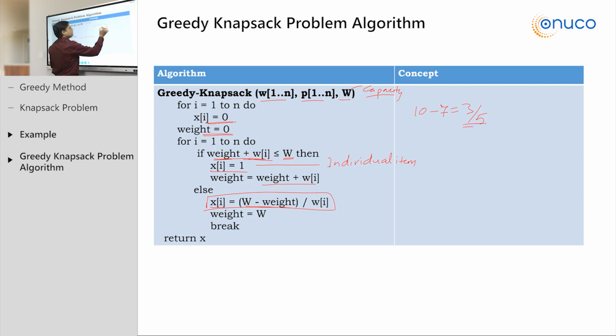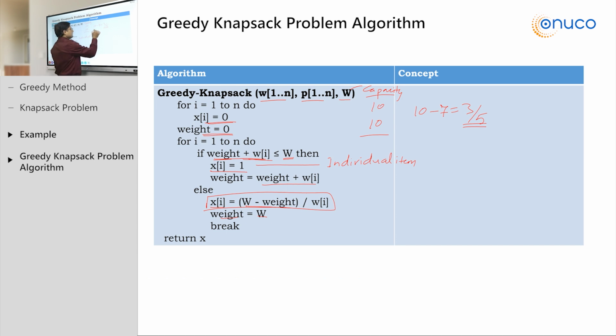3 divided by 5. Now, look, if weight is equal to W, meaning the knapsack capacity is 10 kg and all 10 kg have been selected, we are going to break. So this is basically how you are going to select the weight, and accordingly you are going to compute the profit as well, right? And we have shown that in the example.